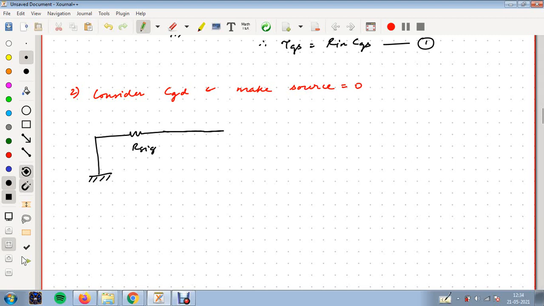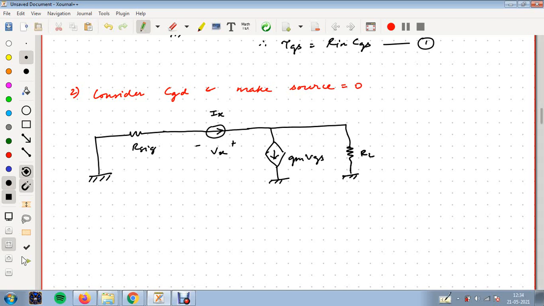To find the impedance seen across CGD, I'll replace it with a current source. Say some current Ix is flowing through it and some voltage Vx is applied across it. Then here you have your dependent source gm into VGS, then I have RL prime. RL prime is nothing but r naught parallel RL.